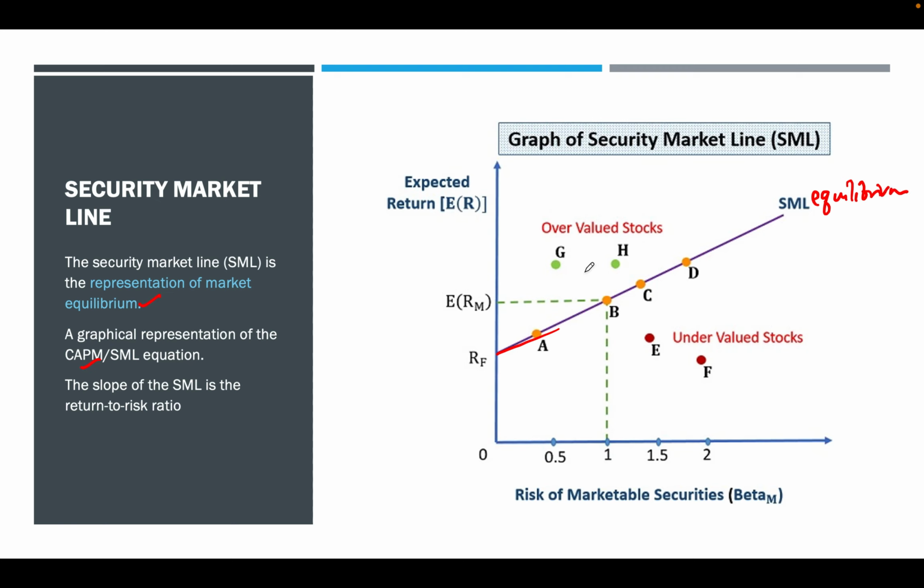Assets above the line are overvalued stocks, whereby assets below the SML line are undervalued stocks. What does it mean? It means that E and F have a higher risk but lower return. But G and H have lower risk but a higher return. Okay, so that's it for chapter 6.